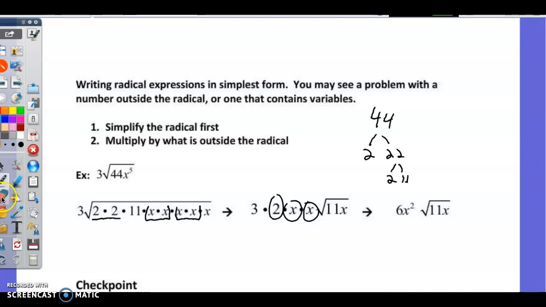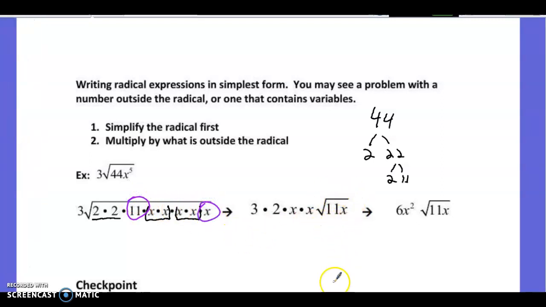So you're still looking for those pairs to come out of the problem. Once I do that, what's left over? I have an 11 and an x, so that stays within the radical. Then you multiply them together, 3 times 2, that's where I get my 6, x times x, that's how I get my x squared, and I have that final answer.